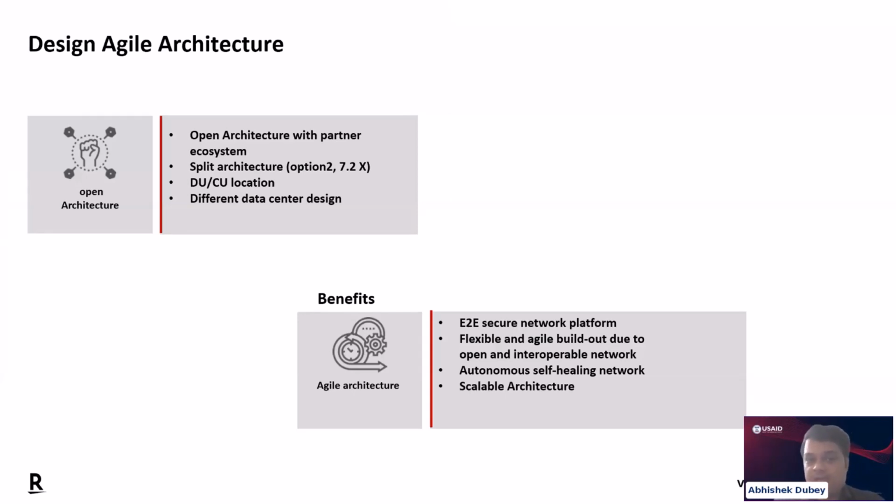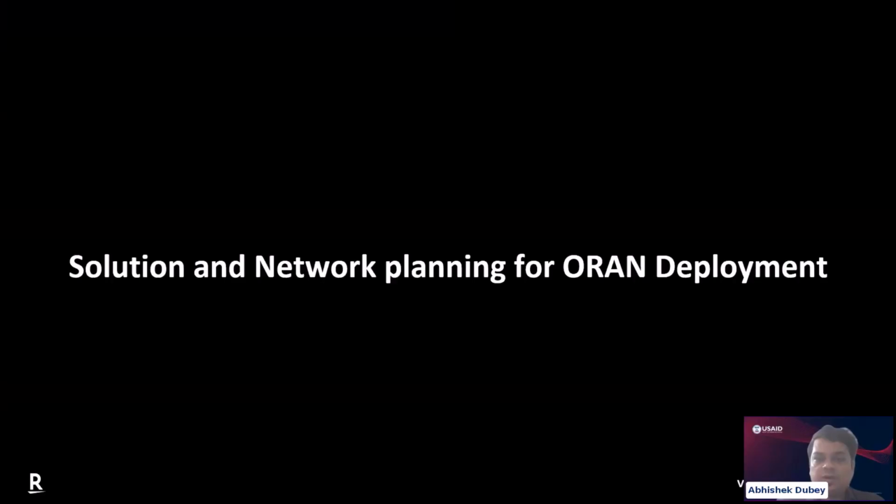And also, if you have planned the agile network, your architecture will be end-to-end secure, which is good for the telcos. It is going to give you the flexible and agile build-out due to the open and interoperable network. You are going to get autonomous self-healing functionality from the orchestrator, which we are going to use in the Open RAN, and you are going to see the scalable architecture, right? So these are the things which we need to take care of while planning the ORAN network.